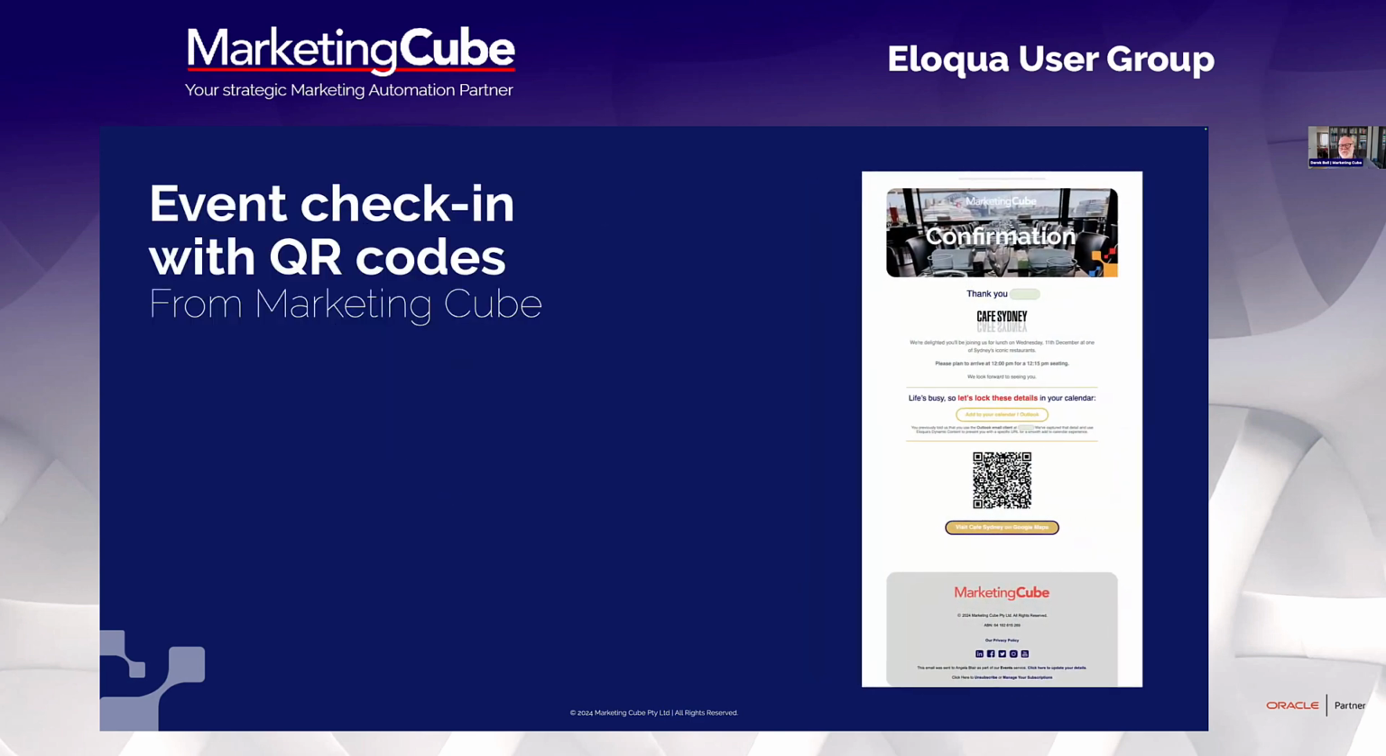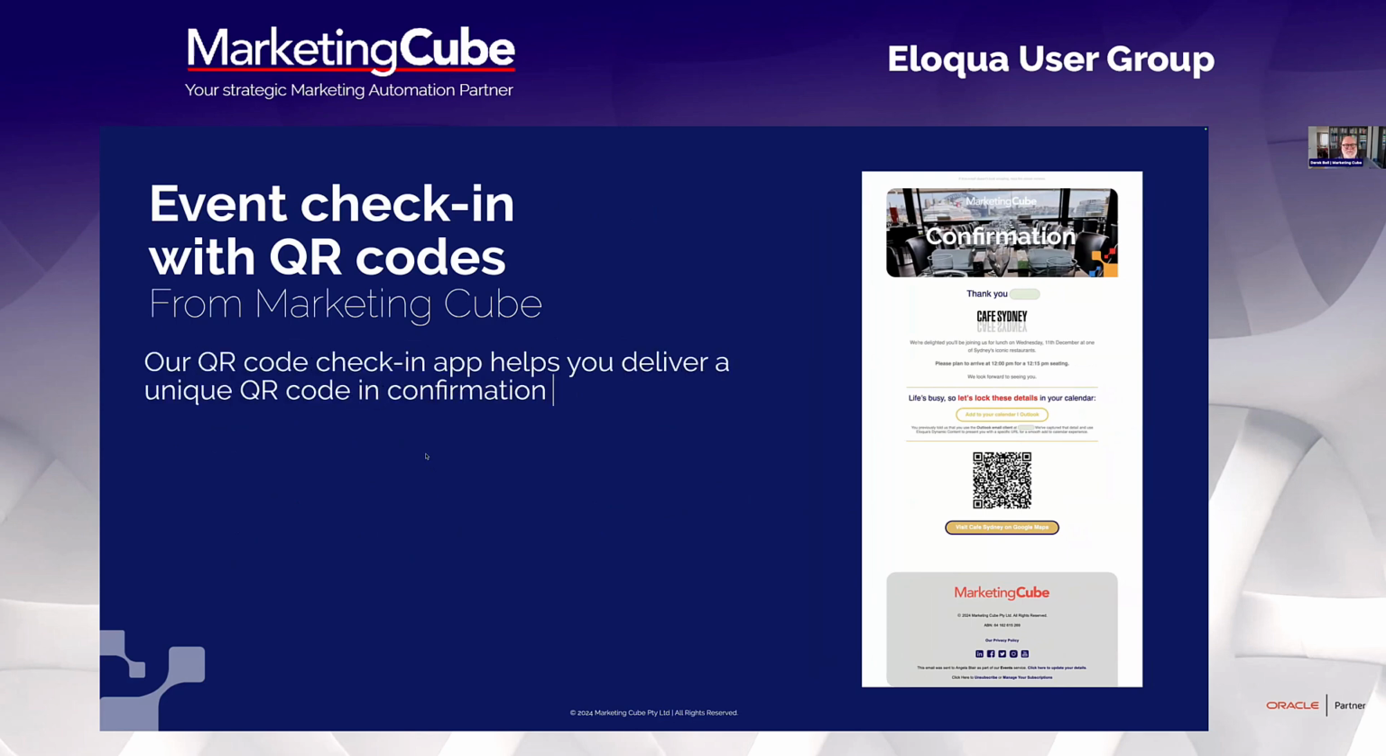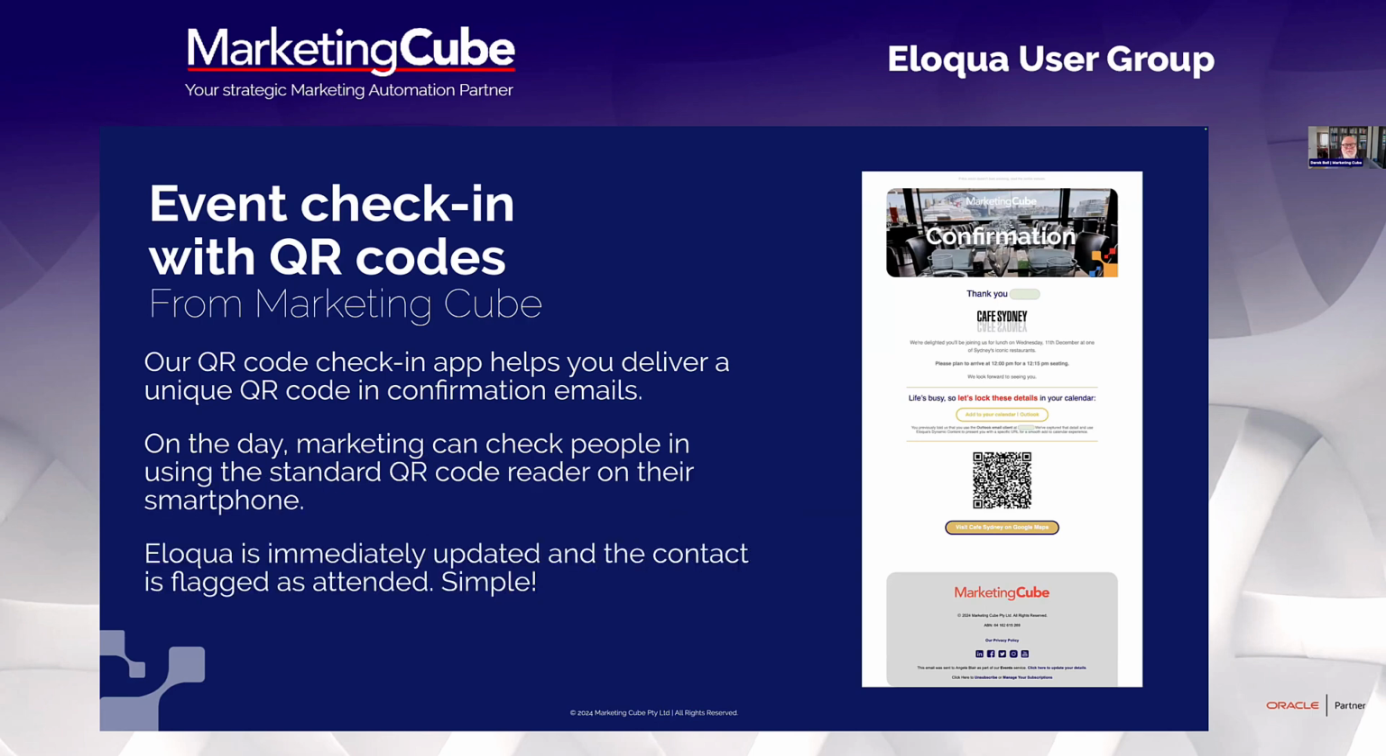The other one I wanted to show you was looking at QR codes for check-ins. So if you're looking to do something a bit special and make your life certainly a lot easier, this is an Eloqua email that's gone out for an event. A QR code has been uniquely generated at the point of the confirmation email being sent, so that when that person arrives at the event, we can just simply grab any smartphone with a QR code reader, scan the QR code, and Eloqua is immediately updated, letting us know that that person has in fact arrived at the event. So super cool. And yeah, you can automate so much more as a result with that information.